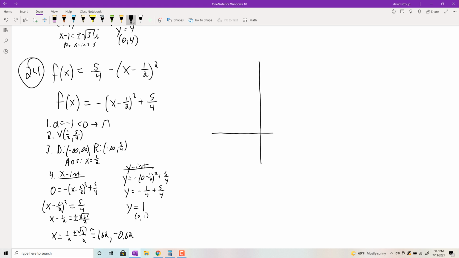Let's see what happens. So here's 1, 1, 2, 2, negative 1. Okay, so let's see, the vertex is at 1/2, 5/4, about right here. The x-intercepts, 1.62 is about right there. Negative 0.62 is about right there. And then 0, 1 is about right here. Axis of symmetry going through the vertex. And then we could go ahead and do our drawing. Should be symmetric, but you know, trying the best I can. All right.